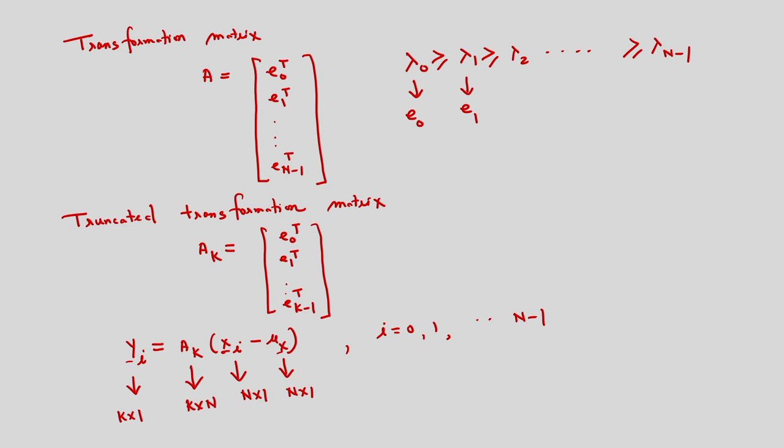So that means I will be getting n number of yi. If the transformation of all the column vectors of the 2D image is done, then we will be getting n transform vectors yi with the dimension k.